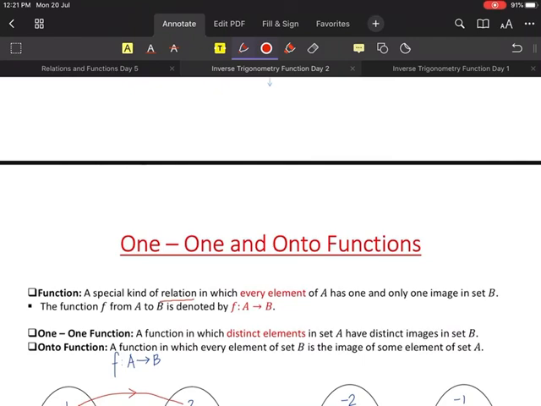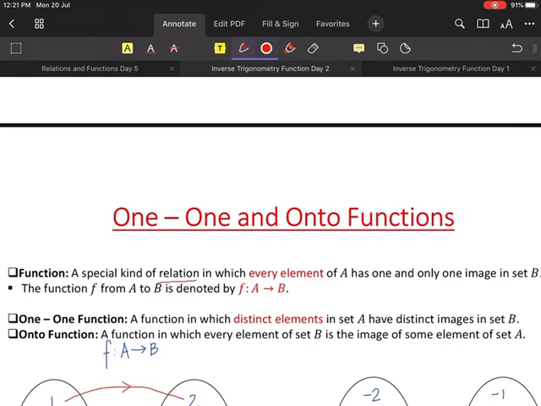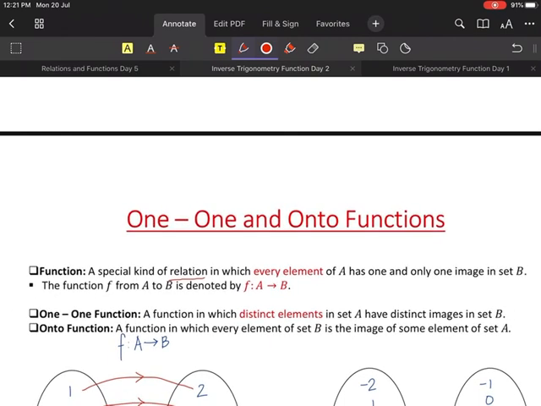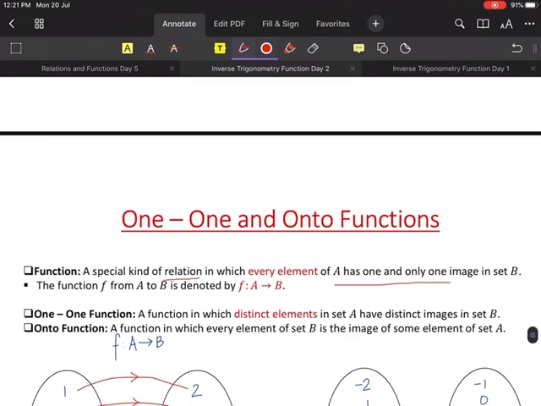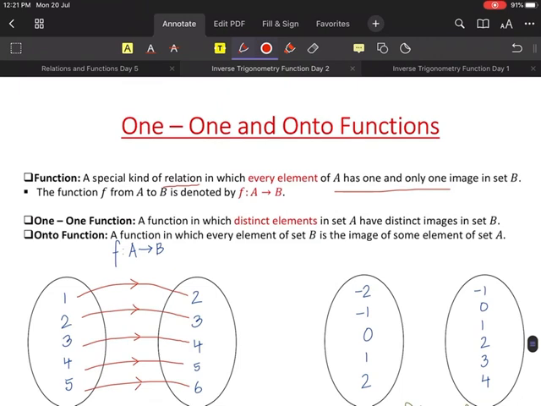Now, everyone, a special kind of relation. Acha, do you guys remember relation and function? The chapter in class 11. Yes or no? Have you studied that chapter? So a special kind of relation in which every element of A has one and only one image in set B. What do you mean by that?